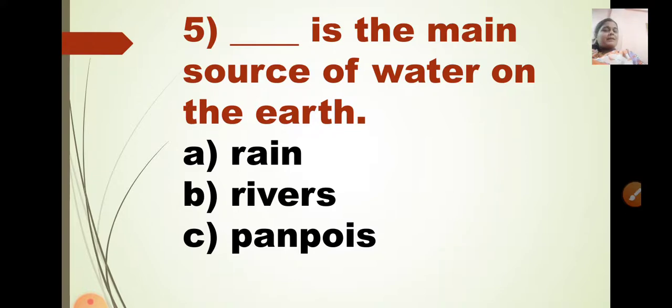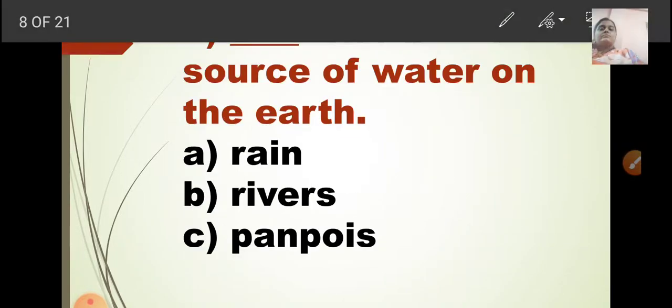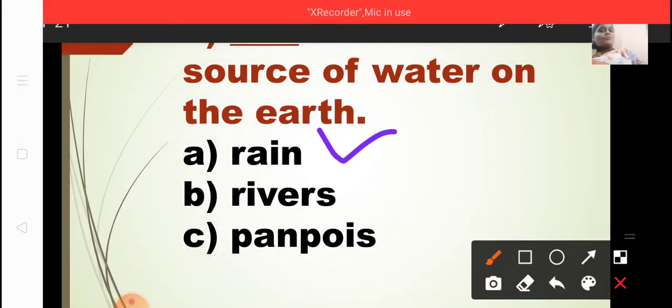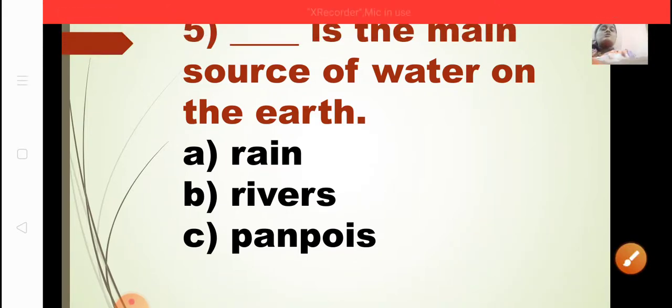It is just a thing of storing water. Are rivers the main source of water? No. But from where the rivers get water, the correct answer is rain. Okay, 1 minute. So rain is the correct option. Okay, so rain is the main source of water on the earth.